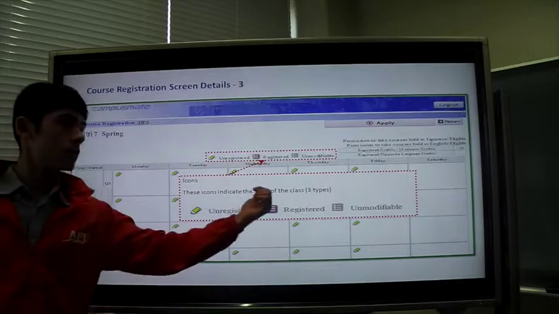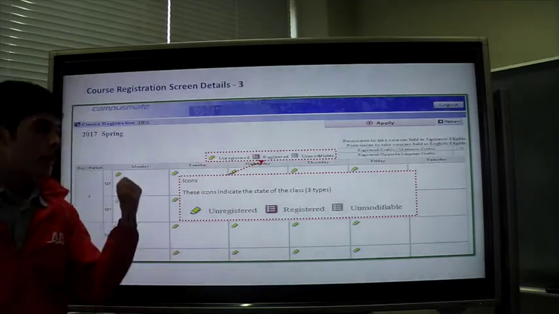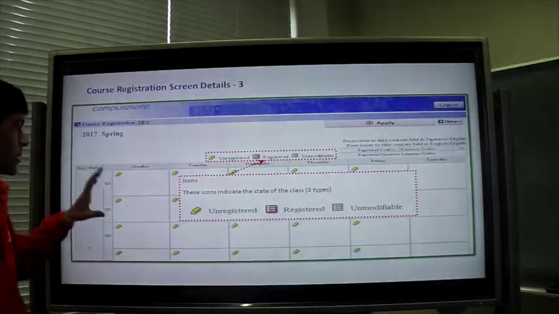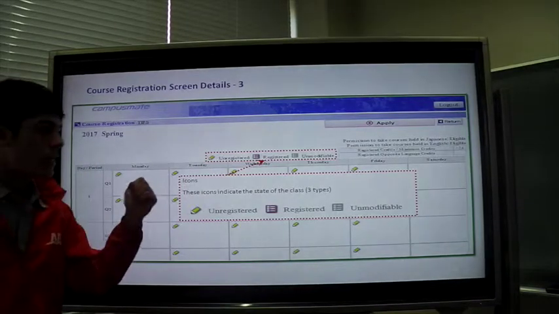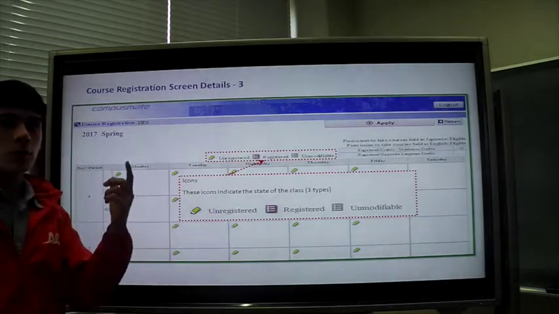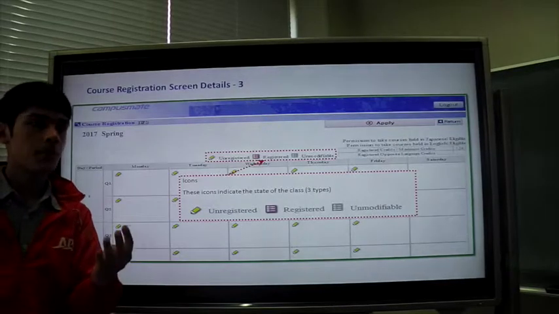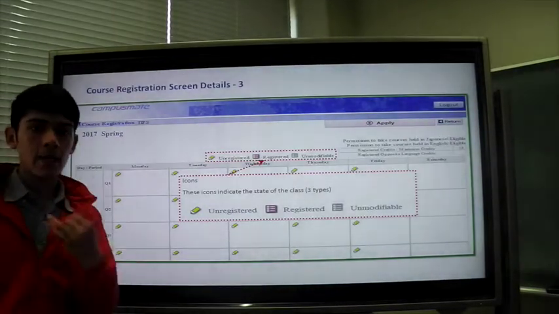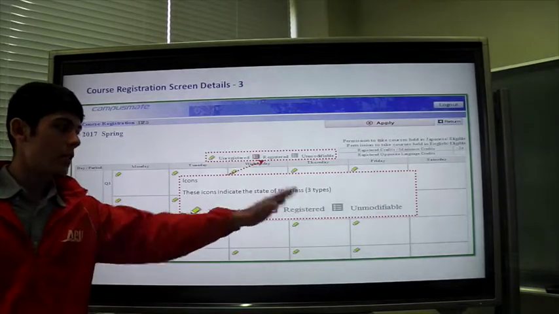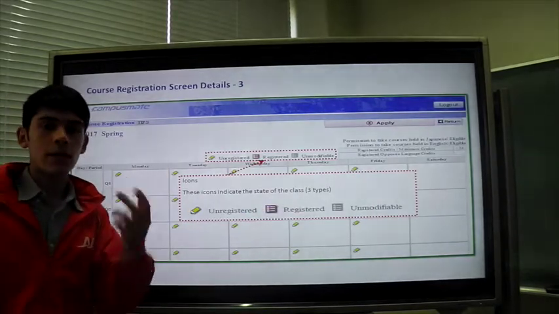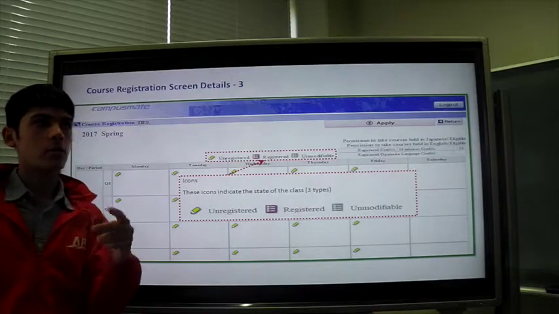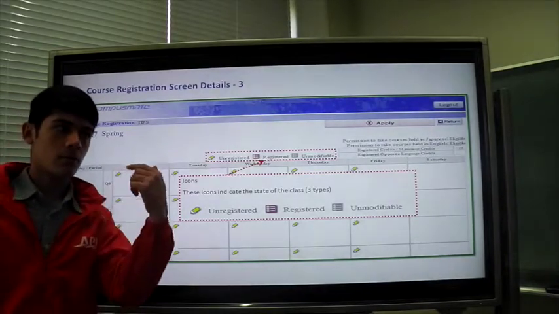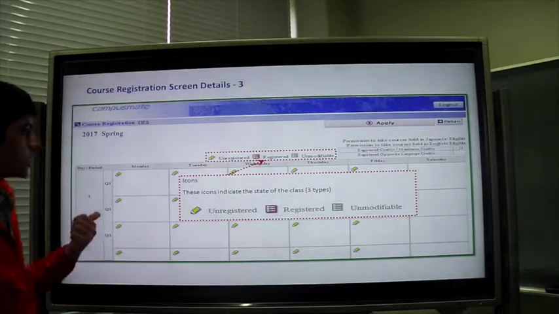But we have the gray one, unmodifiable. It means that you cannot change the classes next to this icon. You can see this icon next to the automatically registered subjects, for example, Japanese subjects, and also, as I said, in correction period 2, you can see this icon next to the subjects that you took in the first quarter.